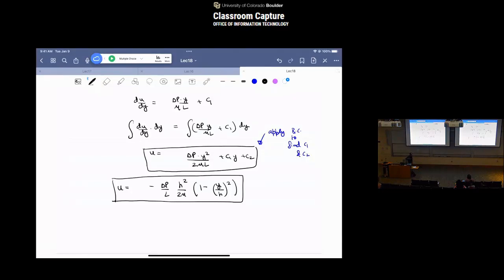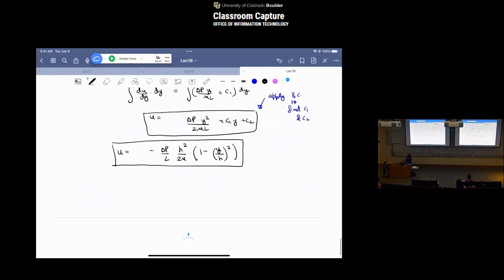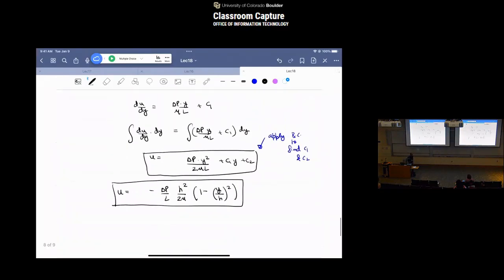So instead of a linear velocity profile, now we have a parabolic or a quadratic velocity profile. In the shear flow we got a linear velocity profile, but now I have a y square dependence in the velocity profile. So that's the key difference here.